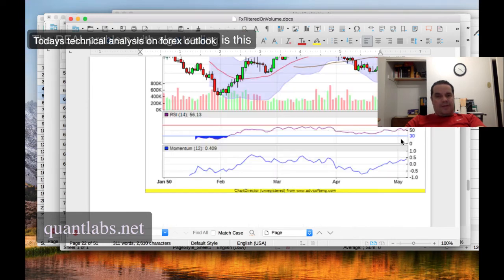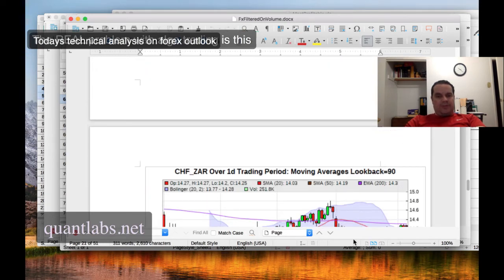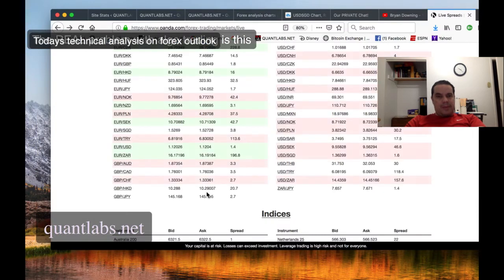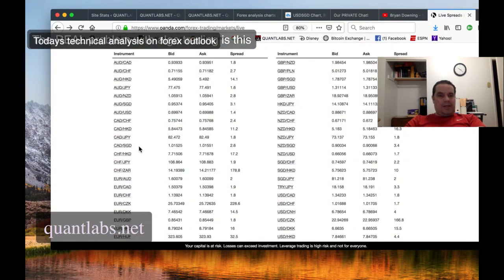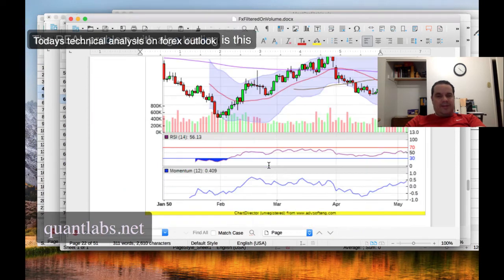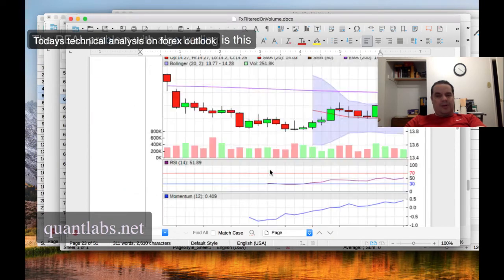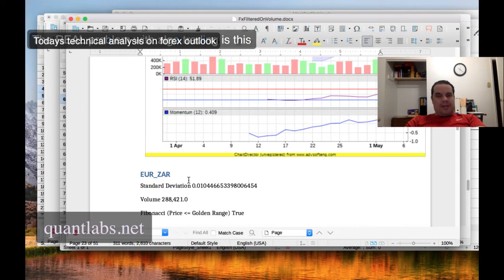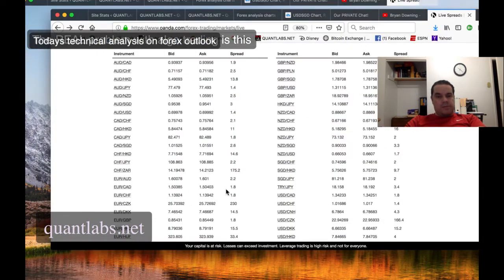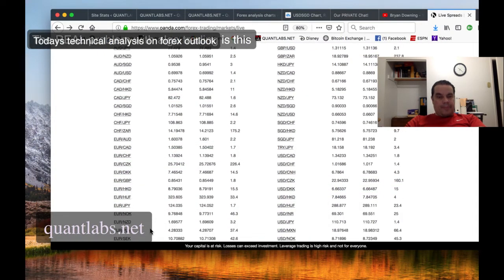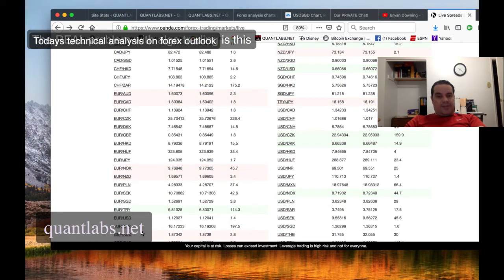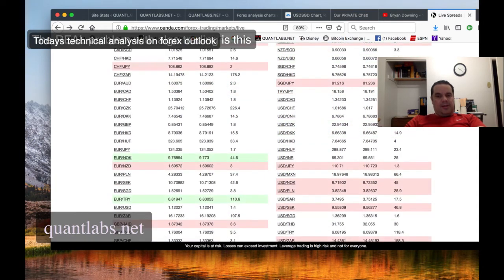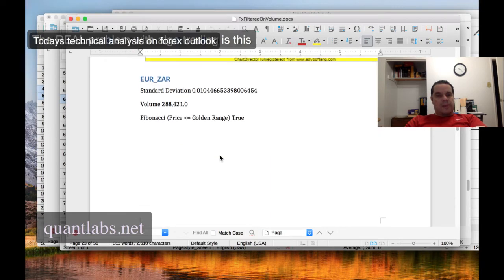Oh, hold on. I forgot to do the important check. What's your spread cost? CHF against the Rand. CHF Rand 14. I should have looked at that. Not even done that analysis. Let's do that here in the next pair. Euro against the Rand. That spread cost is 16. No way, Jose. Next pair.